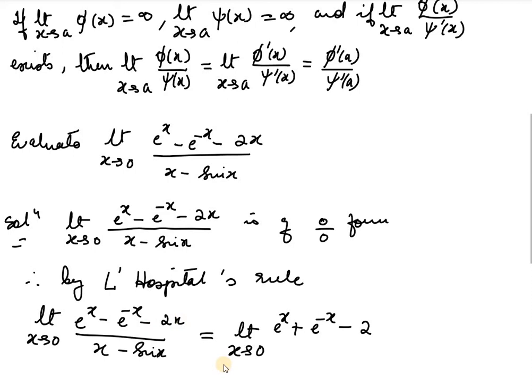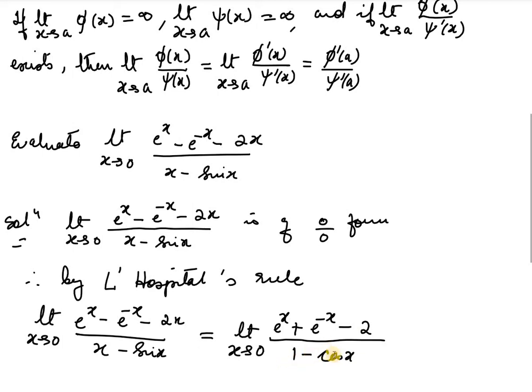And in the denominator, if you differentiate the denominator, what will you get? Differentiation of x will be 1 minus differentiation of sin x will be cos x. Now again, let us see whether this one is still of 0 by 0 form or not. You can see from here that if you replace x by 0 in the numerator, what will be the value? It will be e to the power 0 will be 1 plus e to the power minus 0, that will be 1. So 1 plus 1 will be 2. 2 minus 2 will be 0.